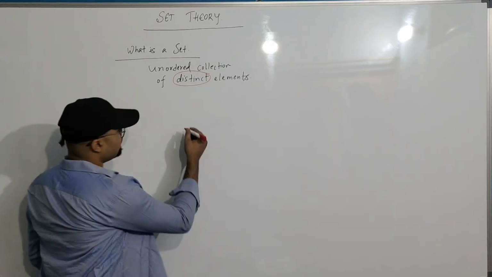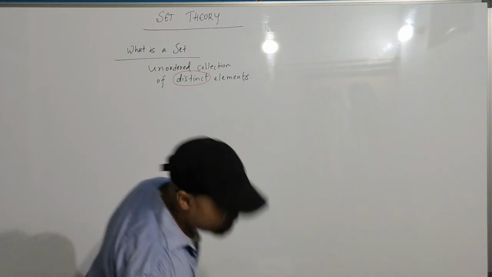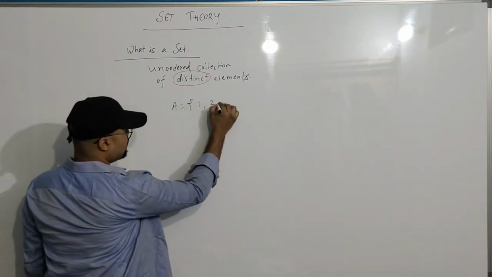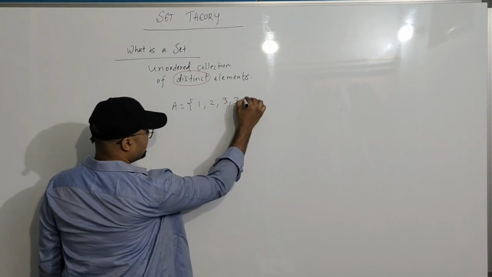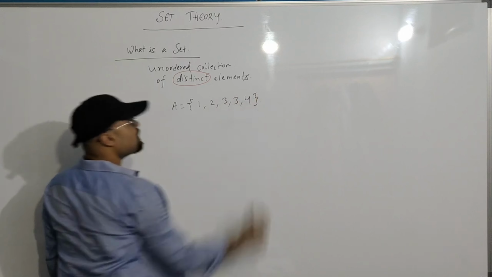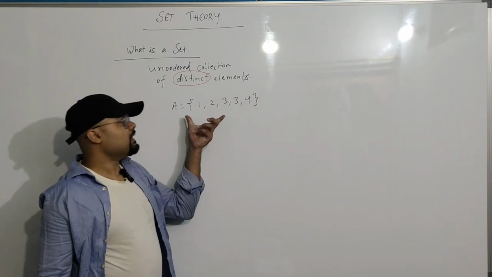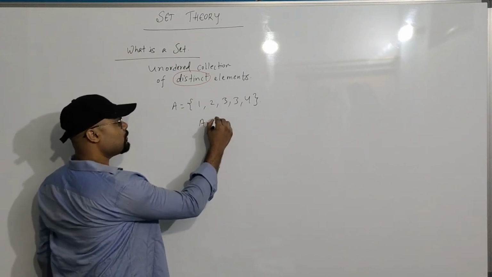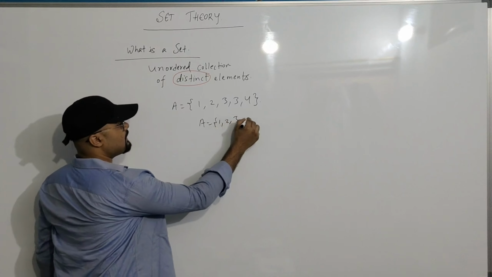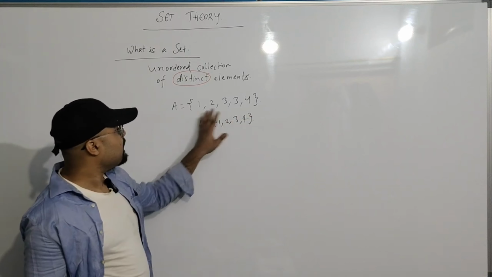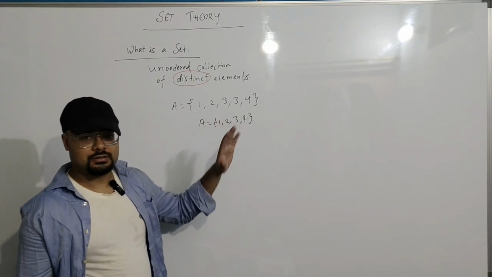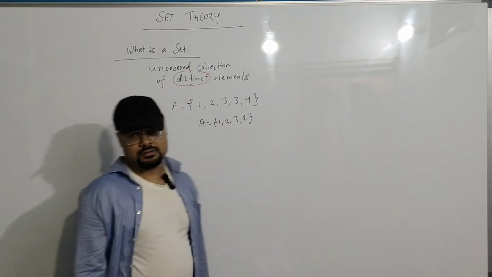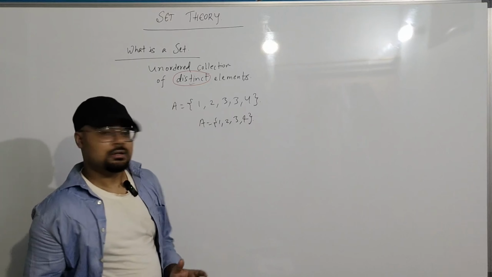Means even if you give the set values, let's say A is equal to 1, 2, 3, 3, 4, it will always return A as 1, 2, 3, and 4. So even if any element is coming more than once in a set, we are only dealing with distinct elements. So duplicates are not allowed. Duplicates are just ignored.